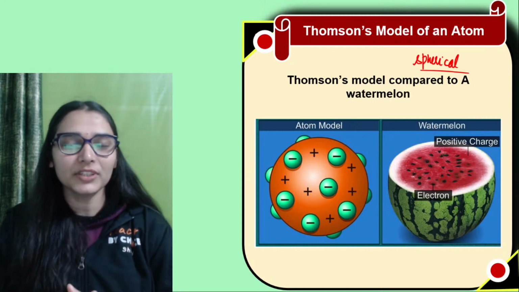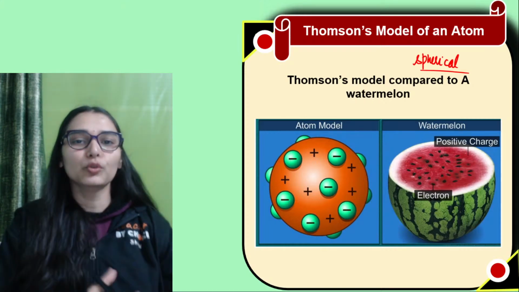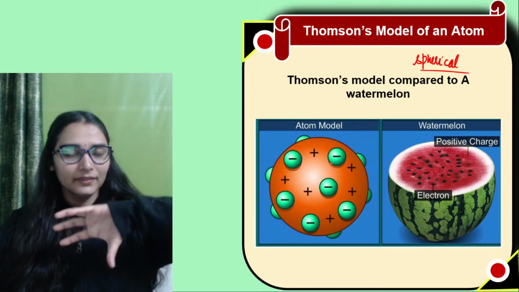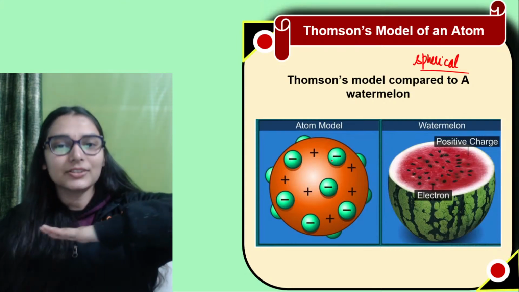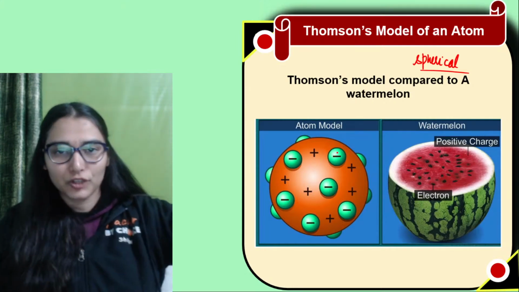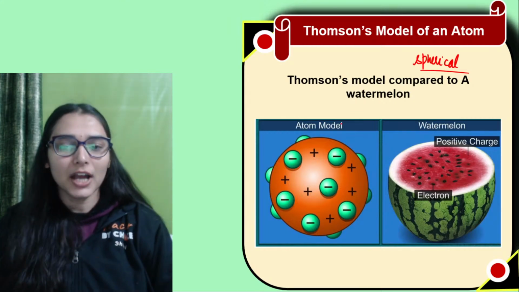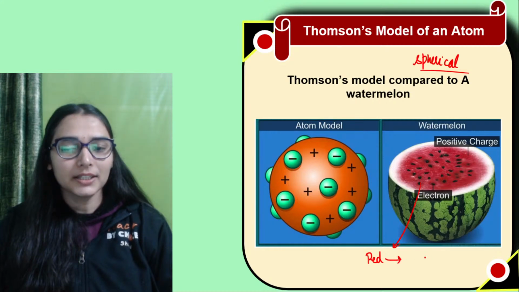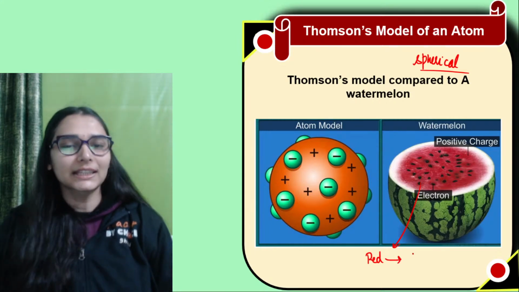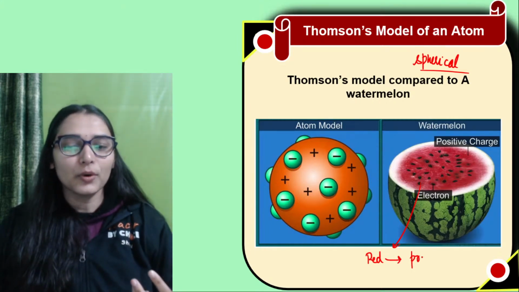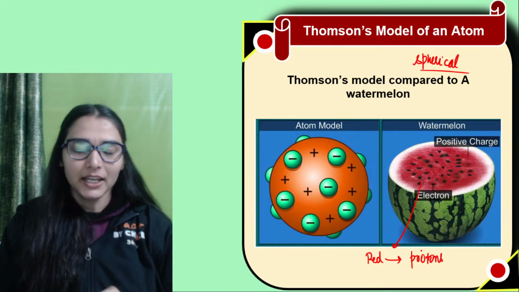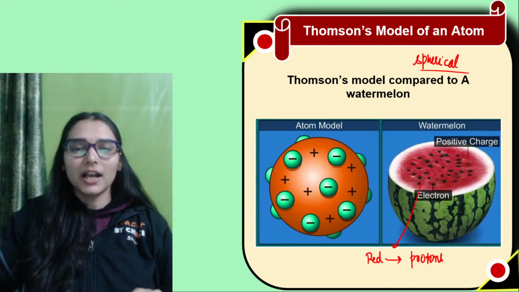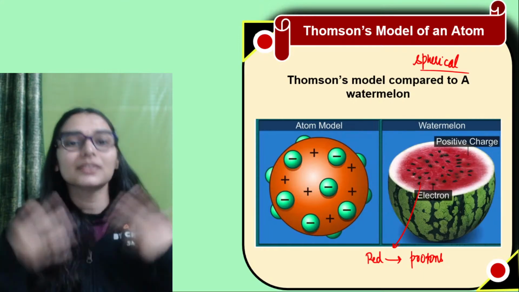So Sir J.J. Thomson compared that red part to the protons in an atom. So what did he say? He said that the atom is spherical, and in that spherical atom, the entire surface is covered with positive charge. So it's a sea of positive charge. So this red part of the watermelon was compared to what? Positive charge in the atom, the positive sphere. So it was compared to protons basically. So this is the spherical atom, and on the entire surface positively charged protons are spread. This is what he said.